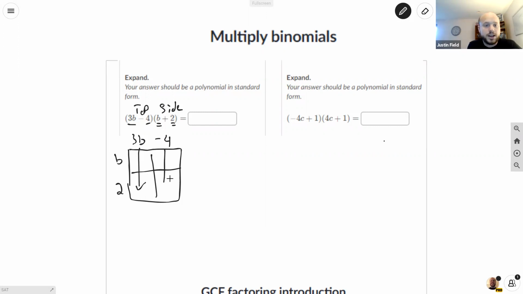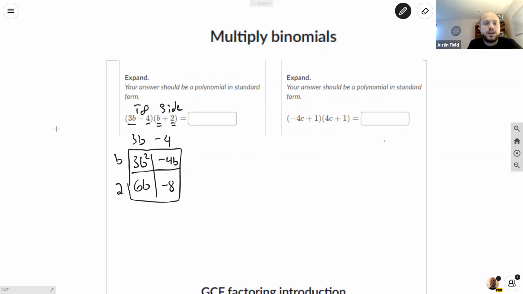So that's the idea. Okay, so for this box, I'm going to multiply 3b times b. And that gets me 3b squared. In this box, I'm going to multiply -4 times b, which is -4b. This, I'm going to do 3b times 2. So the 3 times the 2 is 6, and then b. So if we have a b times b, that's b squared. And then if you have numbers, you multiply them together like normal. And so we can see now here, -4 times 2 is -8.